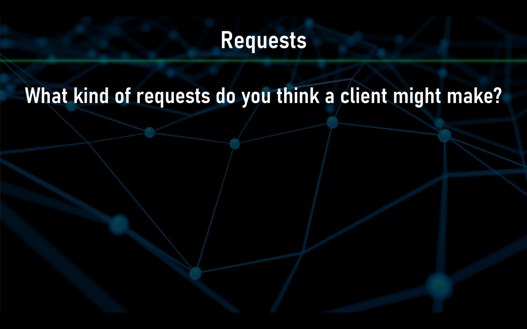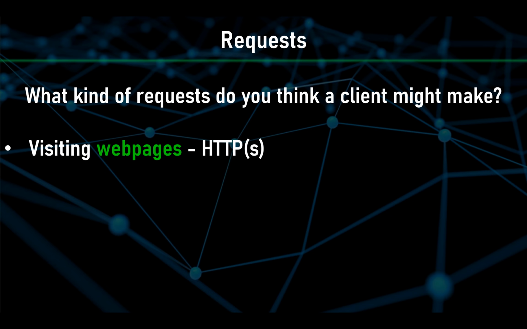So let's think, what kind of requests do you think a client might make? You can pause the video if you want to have a think, although I think we have mentioned this already. Let's see some of the possible examples. Visiting web pages, websites, and that's going to be over HTTPS, hypertext transfer protocol, and the S just means secure, or encrypted.